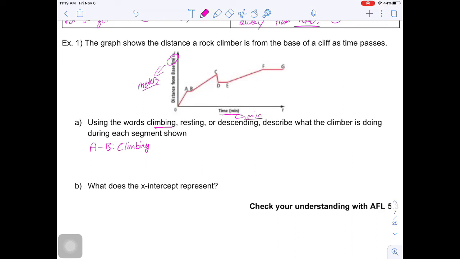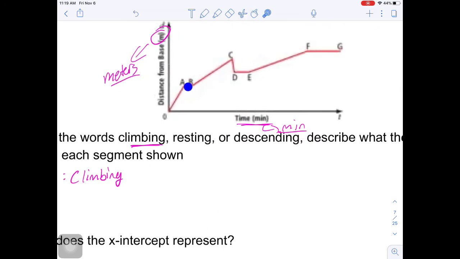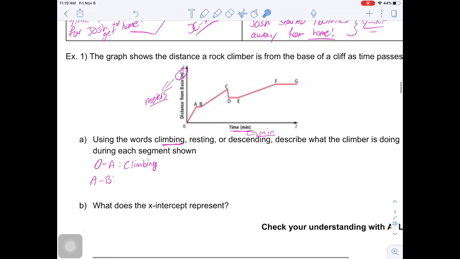That should be from 0 to A. That's my fault. Because from A to B, he's definitely not climbing. We can see that his distance from base is not changing. So if his distance from base is not changing, that means he's resting. So that would be resting.